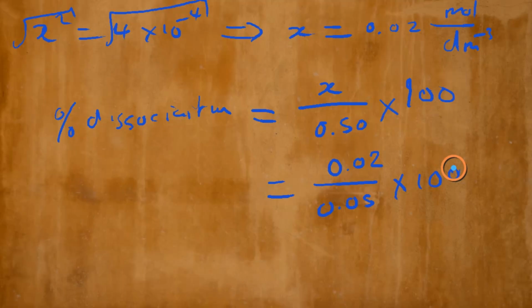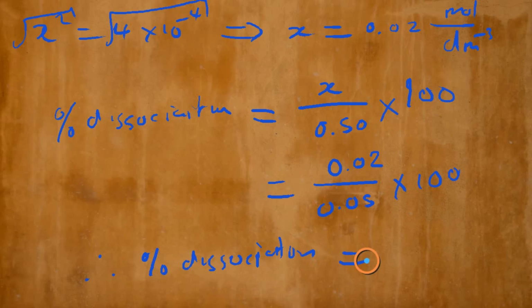So we have this result. When you do this in your calculator, you'll find that the final result for the percent dissociation is simply going to be 4%. And that is the correct value. That is the correct answer. And so this is how you would solve this question for acid reactions or acid dissociation.